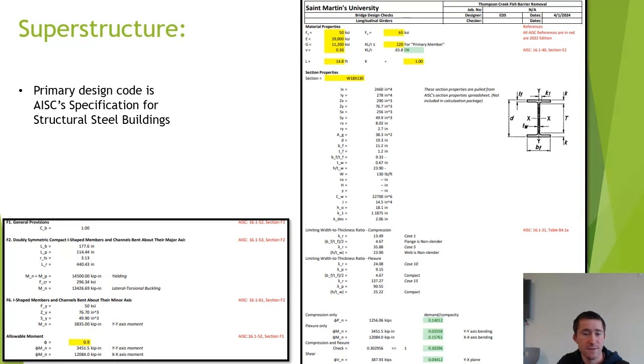AISC's specification for structural steel buildings was the primary design code. The picture on the right shows the edge girder's shape properties, limiting width to thickness ratios for compression and flexure, and a summary of the design checks utilizing a demand to capacity ratio. On the left is an example of one of the design checks, in this case, the moment capacity of a doubly symmetric I-shaped member in flexure.